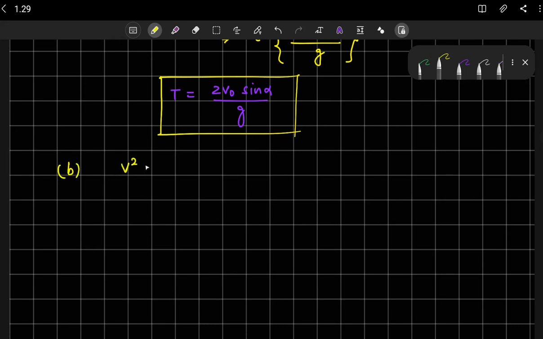We can use v square is equal to u square plus 2as. Okay, so this equation we will apply. So let us say the velocity in the y direction is equal to initial velocity in the y direction plus 2 times acceleration. The acceleration is in the minus y direction, so we can write minus g into maximum height. Let us represent it by h.